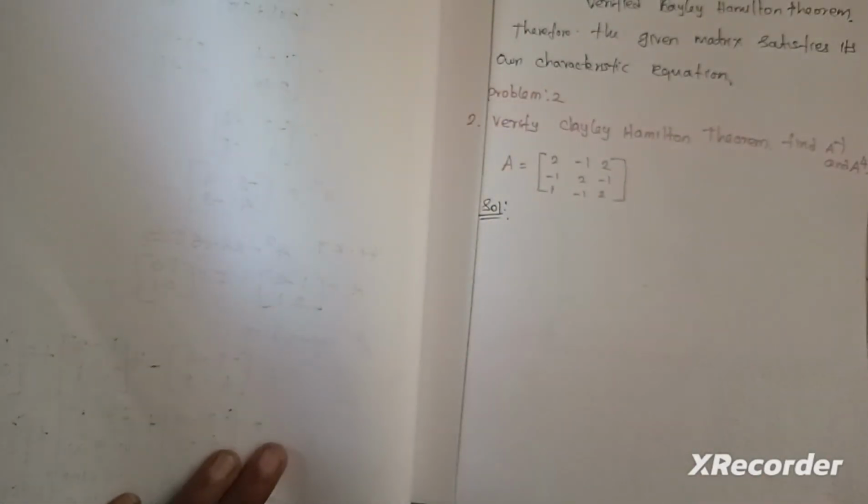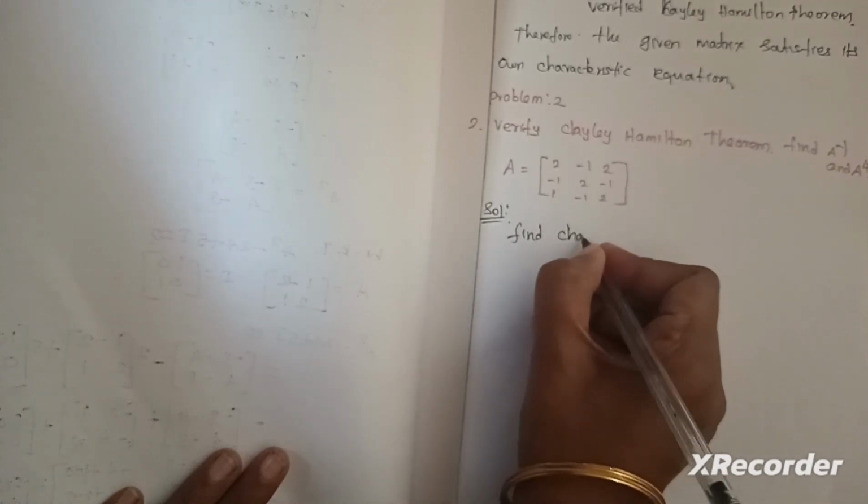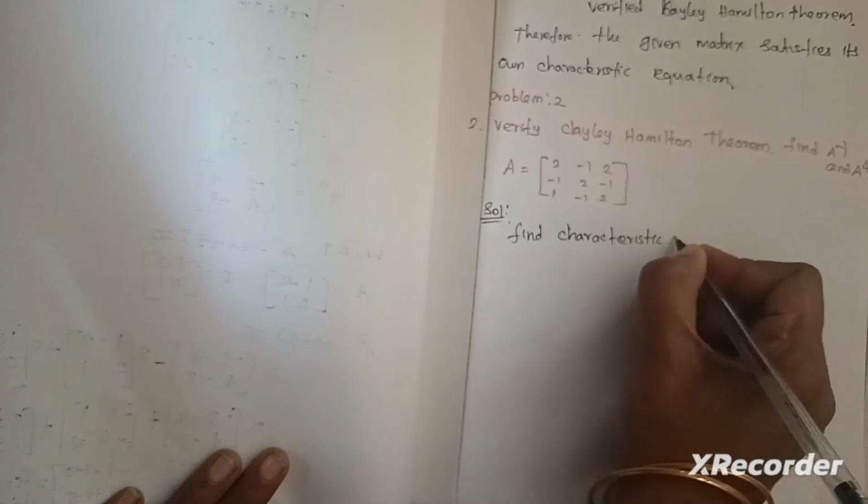Now let us see what the first rule is. Find the characteristic equation.